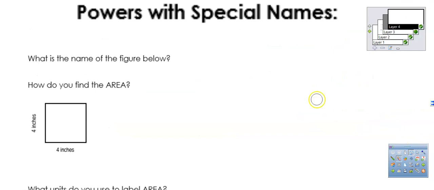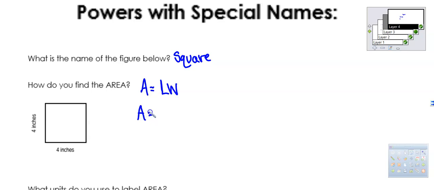Now we're going to review powers with special names, and we're going to start with a square. So the name of this figure below, it's a square. We know that because when we look at the lengths of the width and the length of the square, they match. They're the same. So we're going to look at the area of this square. To find the area of a square, you take the length, L, times the width, W. In this case, since they're the same, a lot of times in our math classes, we will call this S for the side length.